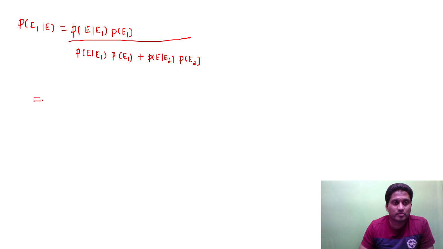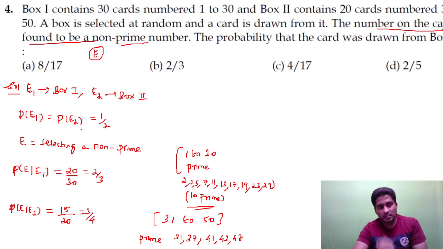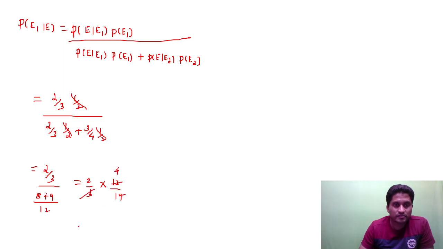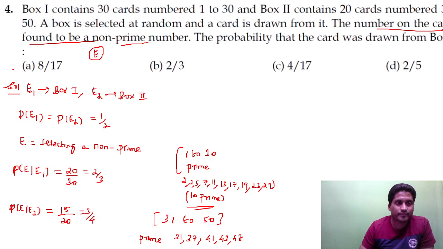Now if I substitute, probability of E given E1 is equal to 2 by 3, probability of E1 is 1 upon 2. So this is 2 upon 3 into 1 upon 2. Probability of E given E2 is 3 upon 4, so this is 3 upon 4 into 1 upon 2. That 1 upon 2 I am going to cancel. This is 2 upon 3. I am going to take LCM 12. Cross multiply, you get 8 plus 9. If I simplify this, this is 2 upon 3 into 12 upon 17. This will cancel 4 times, 3 4s are 12, 8 by 17. So that's the answer, guys. Answer is 8 upon 17, first option.